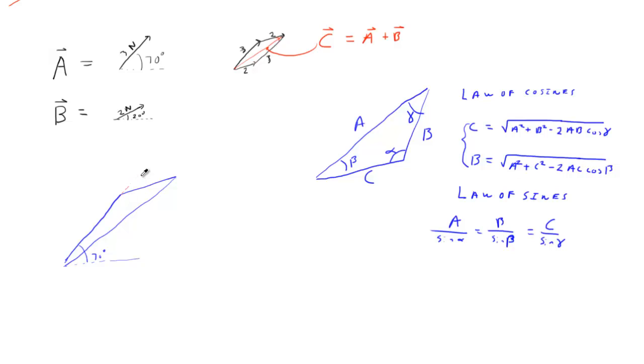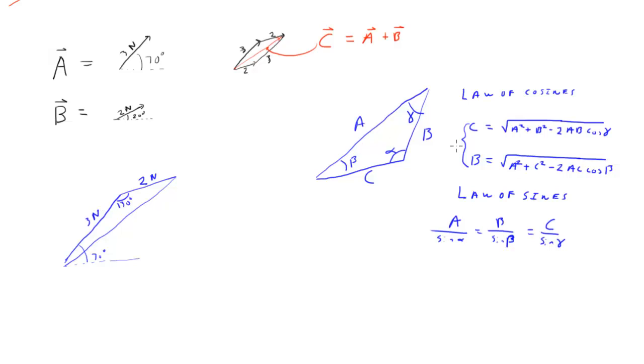180 minus 70 plus 20 is 130. So we actually know one of these internal angles. We also know this distance is 3 and this distance is 2. So we can say they're both in newtons.